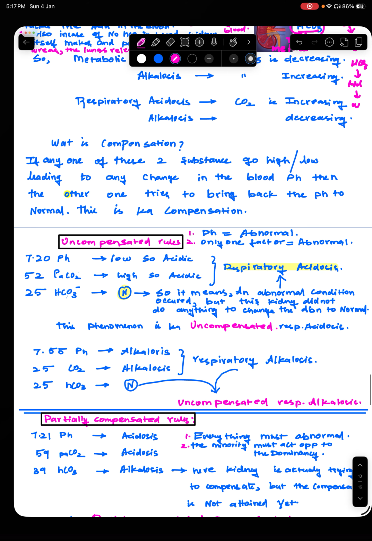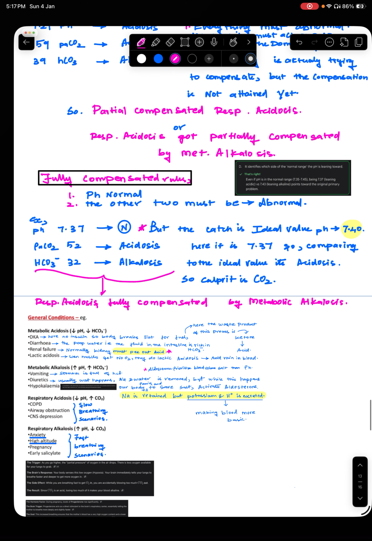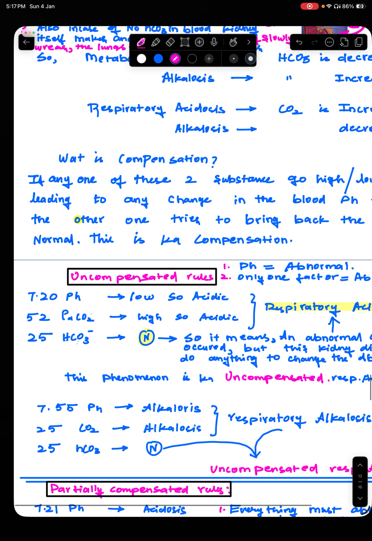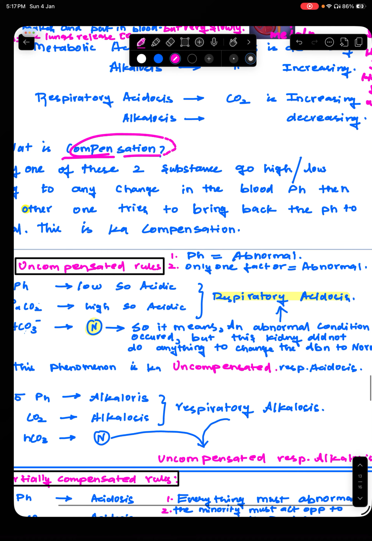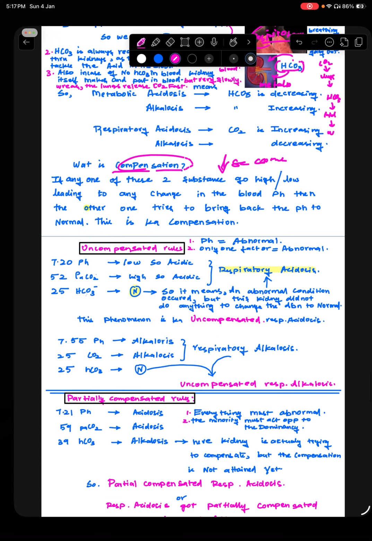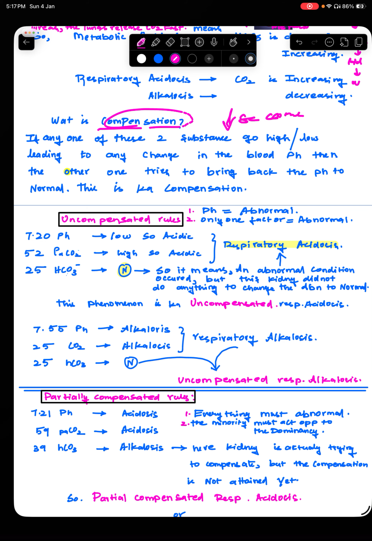So the next point is, what they will ask us to find is, what kind of compensation is this? What is meant by compensation, guys? Basically compensation is nothing but, if the pH value is abnormal, any of the substances increase or decrease to actually compensate the abnormal blood pH.